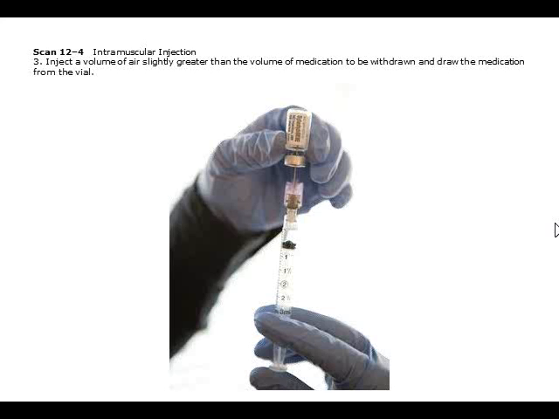Insert your needle with the appropriate amount of air drawn up in the syringe. Inject that air into the vial, and then of course the needle needs to be below the level of the fluid, so the tip of the needle needs to be in the fluid, not in the air above the fluid. And then you just withdraw your medication from the vial.